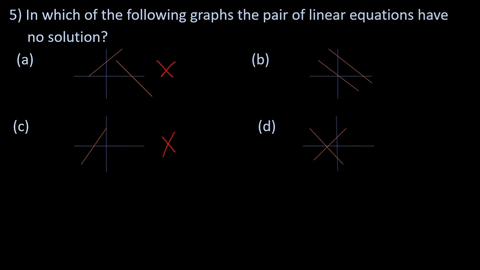So therefore, C also is not possible. Option D, what we have? Two lines crossing each other, that means intersecting each other. Then we will get a unique solution. Therefore, option D also is not possible. Then next we have option B. Option B, what we have? Two lines, that means parallel lines. Parallel lines means what? That is inconsistent. That means it has no solution. Therefore, option B graph is the correct one for this question.